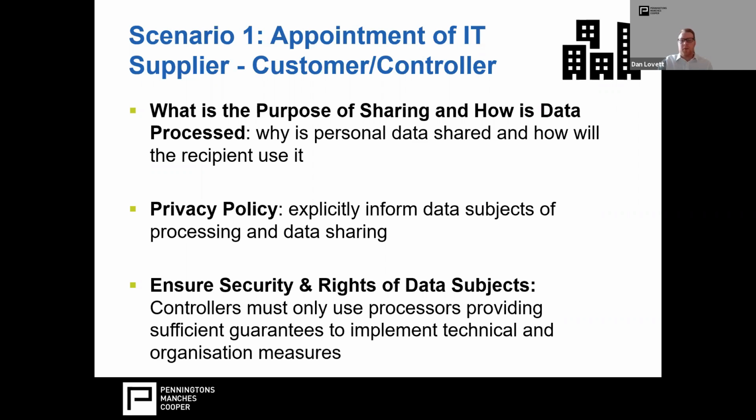Very importantly, controllers must only use processors providing sufficient guarantees to ensure the security and rights of data subjects. In brief, controllers should not appoint processors who they know cannot protect the data. So these guarantees must be demonstrable. This might actually require the exchange of documents between the customer and the supplier. They may be looking at terms of service, records of processing, information security policies and audits. Perhaps the supplier has signed up to some recognized certifications for security.